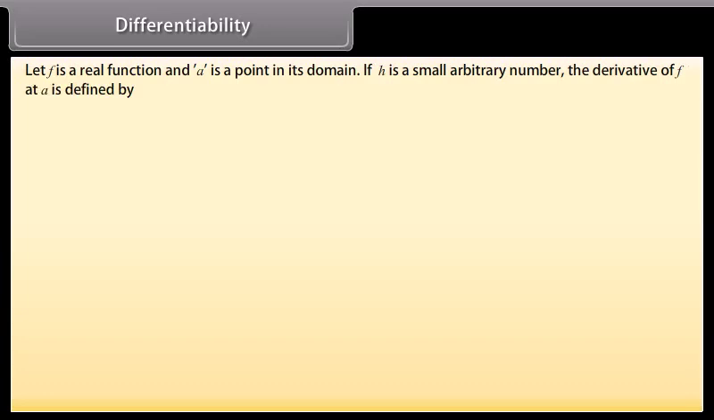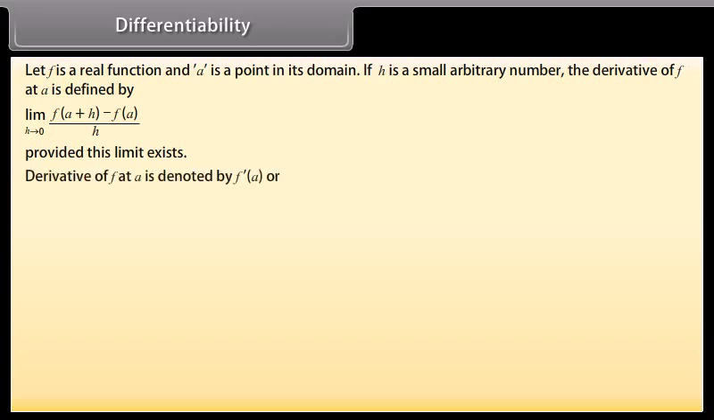Differentiability. Let f be a real function and a a point in its domain. If h is a small arbitrary number, the derivative of f at a is defined by limit as h approaches 0 of (f(a + h) − f(a)) divided by h, provided this limit exists. The derivative of f at a is denoted by f'(a) or d/dx of f(x) at x = a.